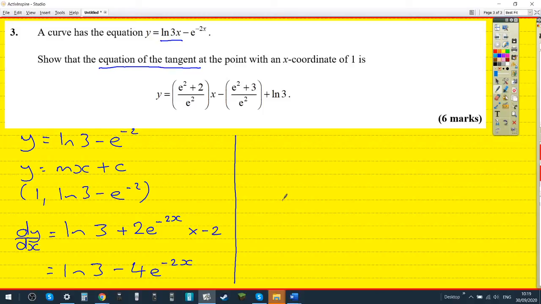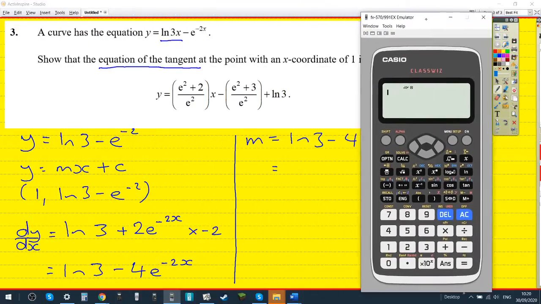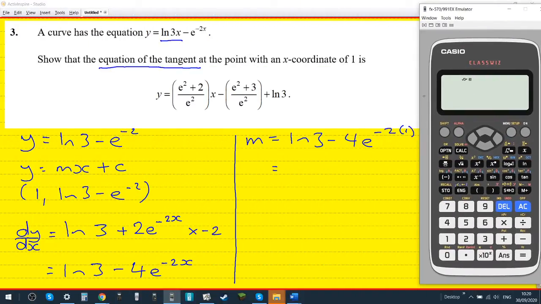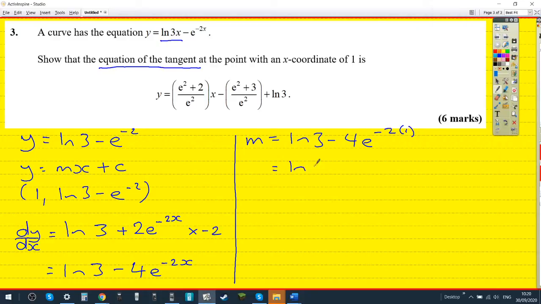And so, is that equal to 0? That's at a stationary point. We're trying to find the gradient at this point. What we have now is a gradient function. Do I need to sub in 1 now? Yeah. And so that will be... I didn't get an exact value, so shall I just leave it like that? What would it be, getting an exact value when you sub in 1? It would just be ln 3 minus 4e to the minus 2.